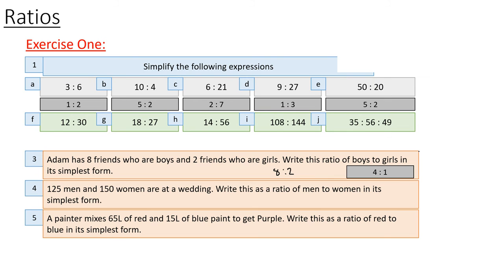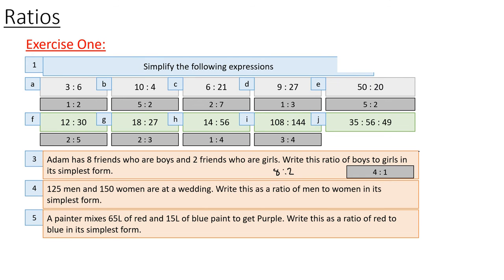Question 4, 125 men and 150 women are at a wedding. Write this ratio of men to women in its simplest form. Oh, it's going back to these ones. Question F is 2 to 5. Question G, 2 to 3. Question H, 1 to 4. Question I, 3 to 4.